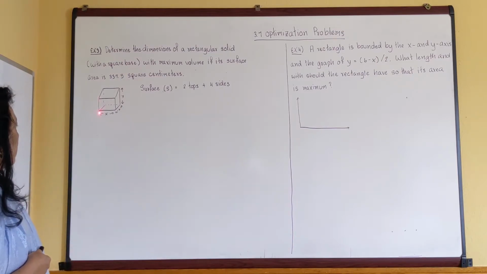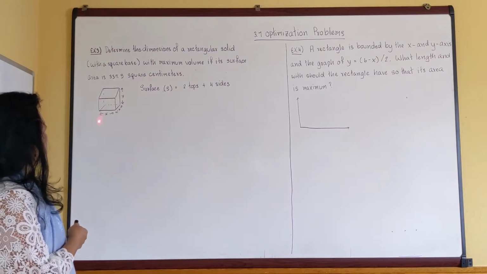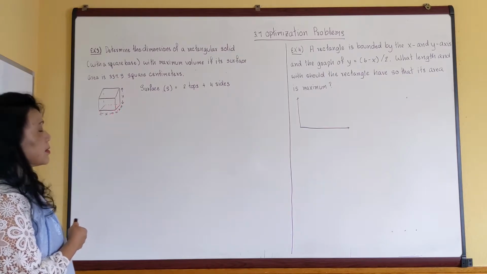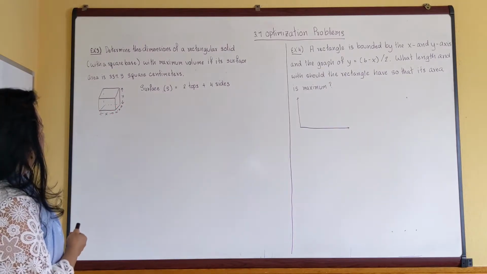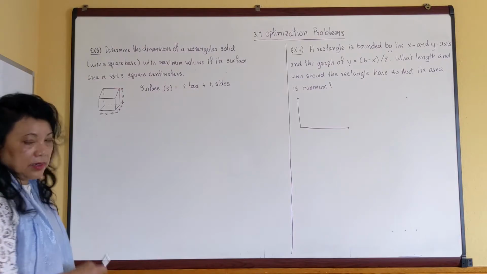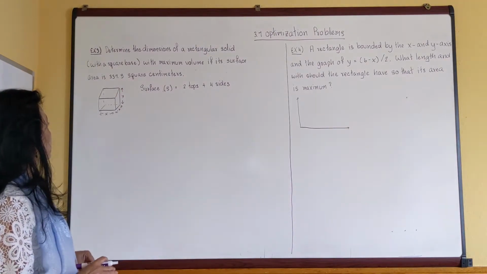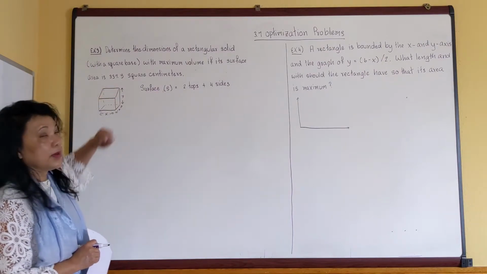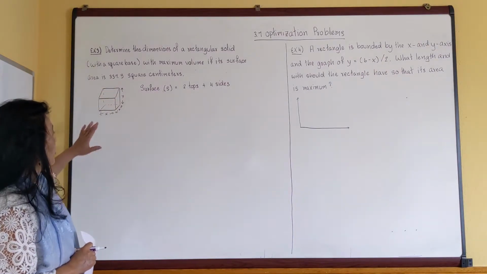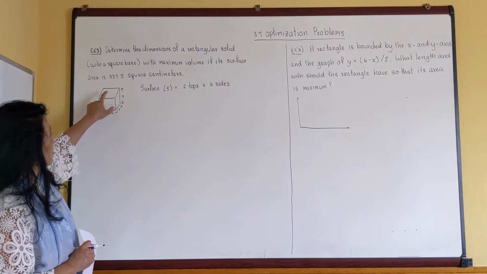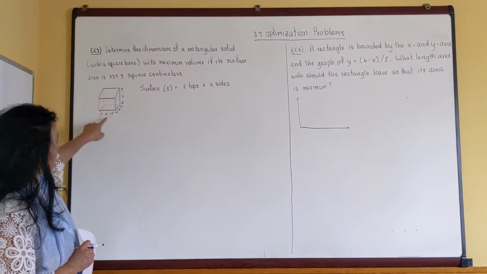So this is the picture. You're going to have a square base, so let's call it x and x. The height, I call it y. Okay, let's look at the equation. They tell you the surface area is 337.5. We know we have the top, and think of it as two tops, up here and down here.